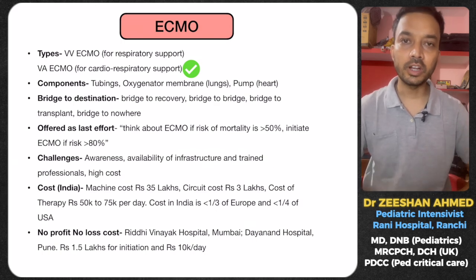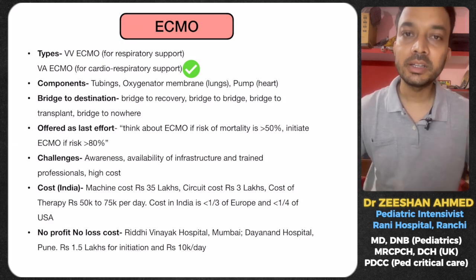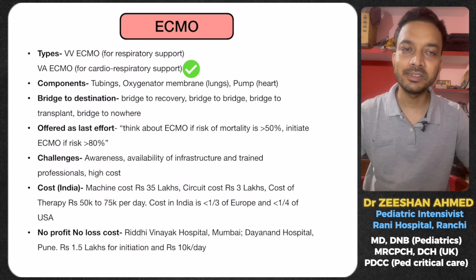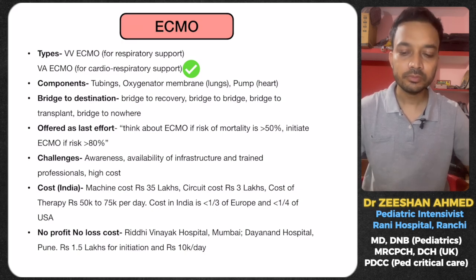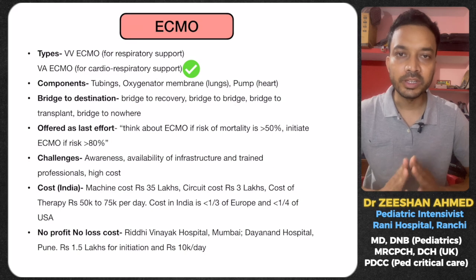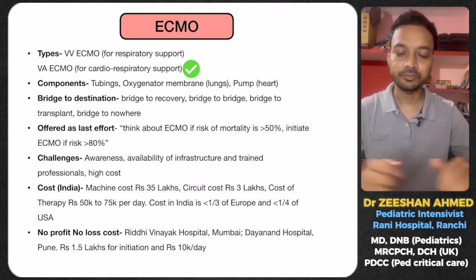Talking about the cost of ECMO in India, the machine cost is about 35 lakhs. The circuit cost is about 3 lakhs. But in India, hospitals which are doing ECMO make some customized circuits, and they make it at around 10,000 rupees. However, the cost of ECMO in India is much lesser than that of the developed nations like USA and UK or European countries. The cost is about 1/3 of that of Europe and about 1/4 of that of USA.